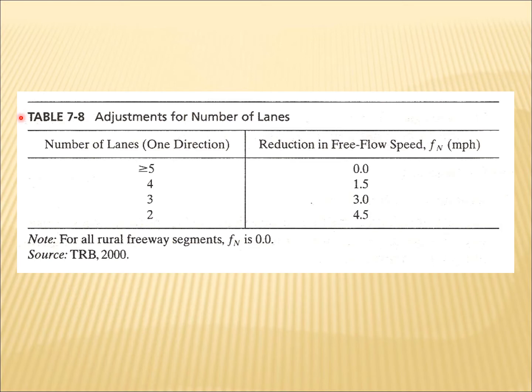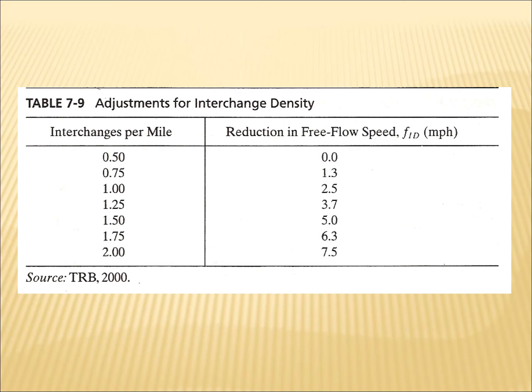Look at Table 7-8, which is meant for adjustments for number of lanes. Look at the number of lanes in one direction, and based upon that you can get the reduction in free flow speed, that is F sub n in miles per hour. And this is Table 7-9, adjustments for interchange density. So interchanges per mile, this column, and correspondingly we have the values for reduction in free flow speed, that is F sub ID in miles per hour.